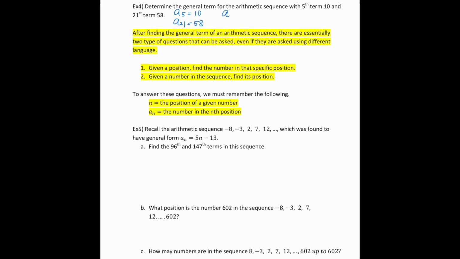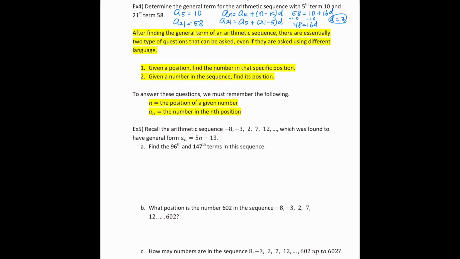So this time I'm using a sub n equals a sub k plus n minus k times d. So a sub n, which means n is always bigger than k. So n is 21, then k is 5. So a sub 21 equals a sub 5 plus 21 minus 5 times d. But a sub 21 is 58 and a sub 5 is 10, and 21 minus 5 is 16d. And then subtract 10 from both sides. I got 48 equals 16d. Divided by 16, d equals 3.